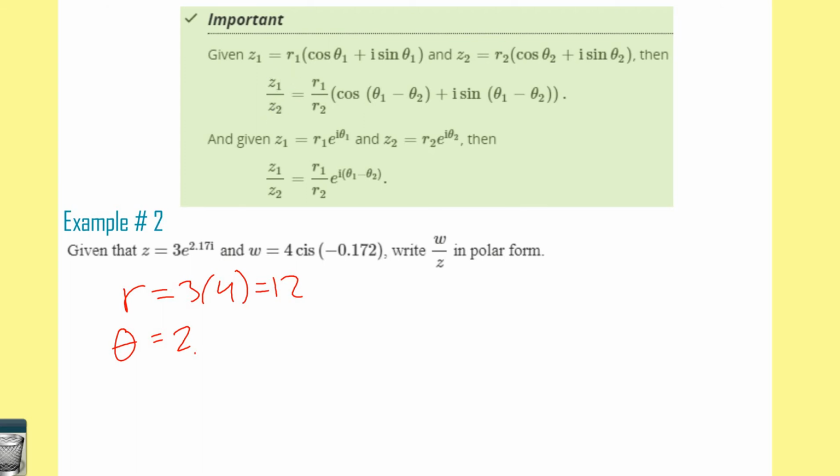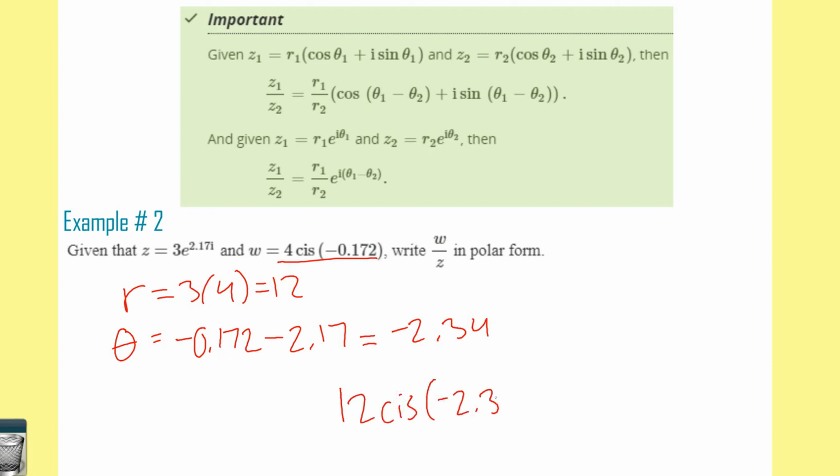So I would not start with this one. I would do w over z. So the angle for w is negative 0.172, and then I subtract this angle from z, so 2.17. And that gets me negative 2.34. Remember, polar form is this form, so it's going to be 12 cis negative 2.34.